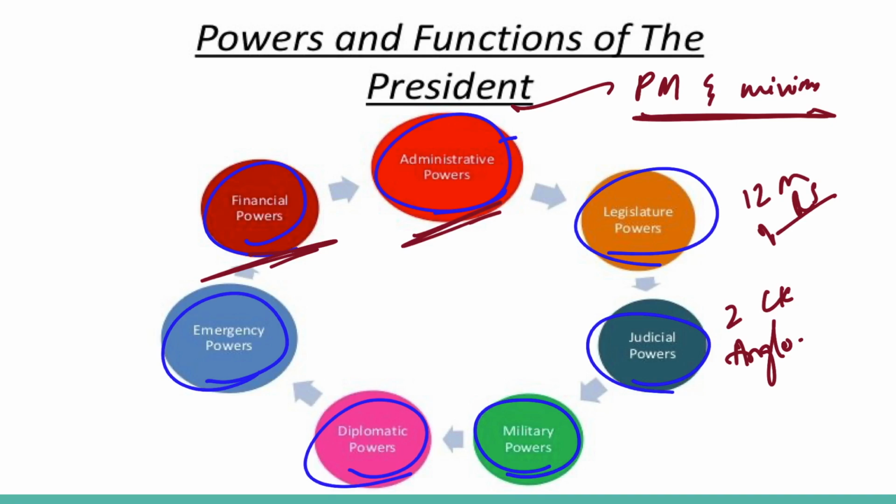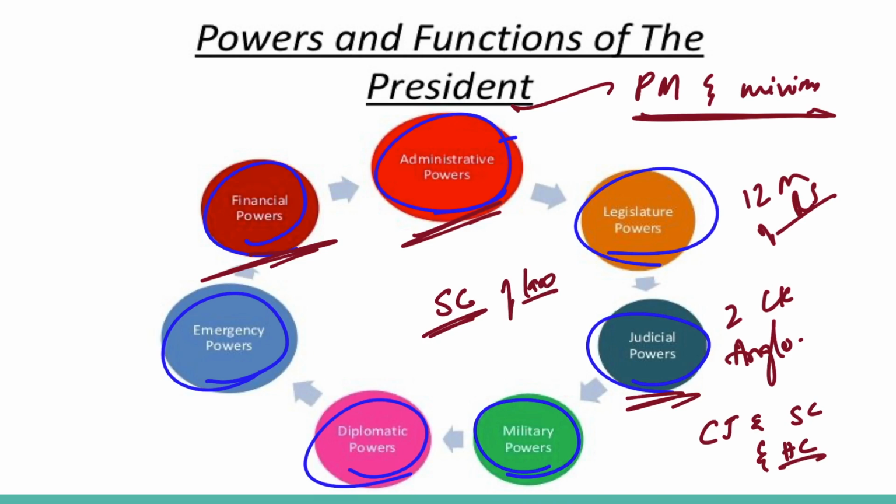President constitutes a finance commission after every 5 years so that they would recommend the distribution of revenues between the centre and the states. Judicial powers of a President. President appoints the Chief Justice and the judges of the Supreme Court and High Court. He can seek advice from the Supreme Court on any question of law or fact. The advice given by the Supreme Court is not binding on the President. It is up to the President whether he follows the advice or leaves it.